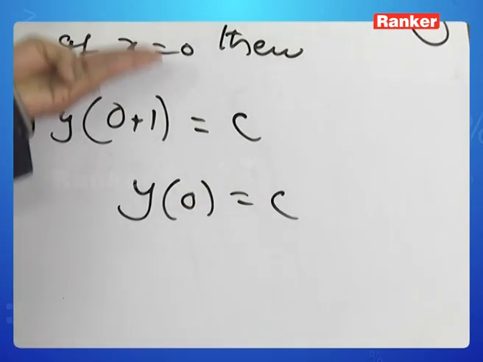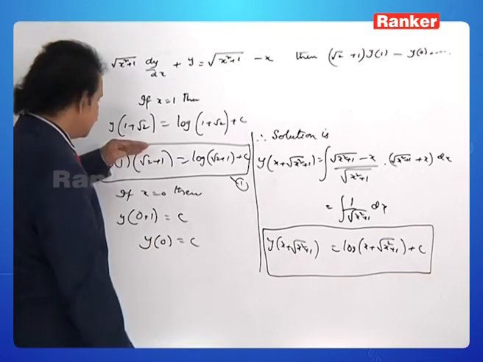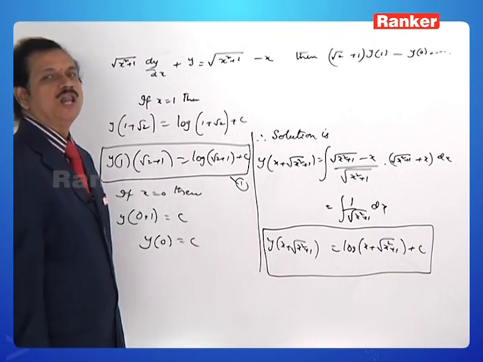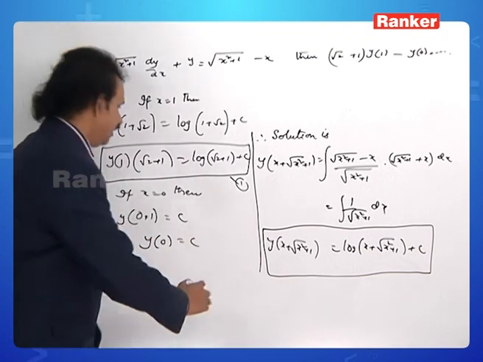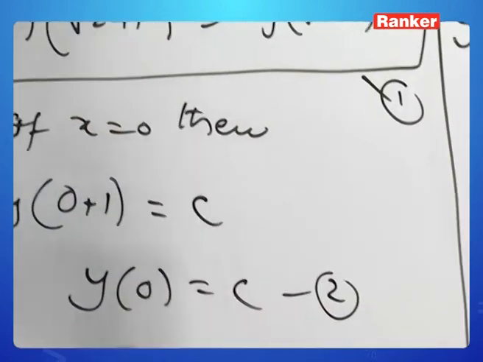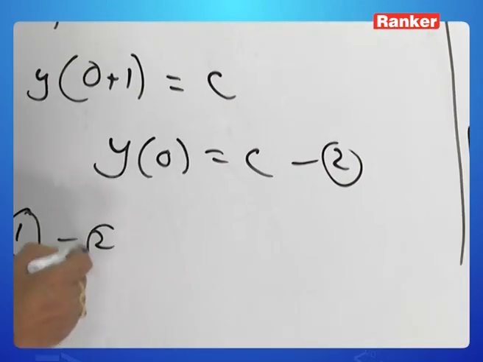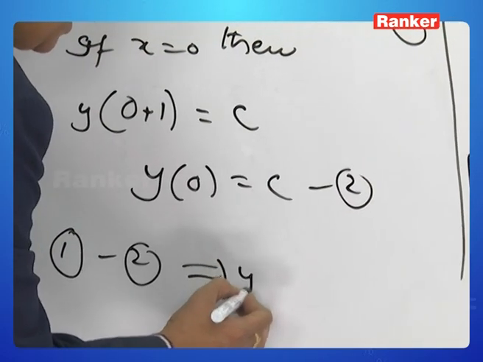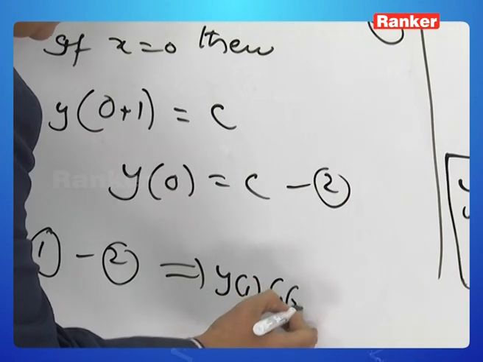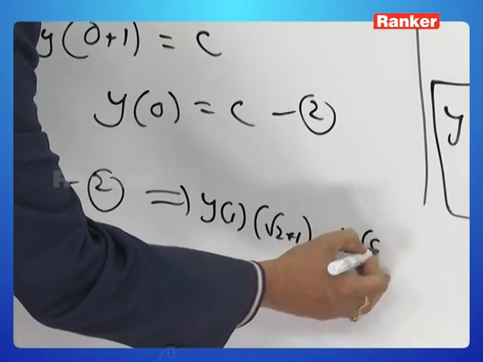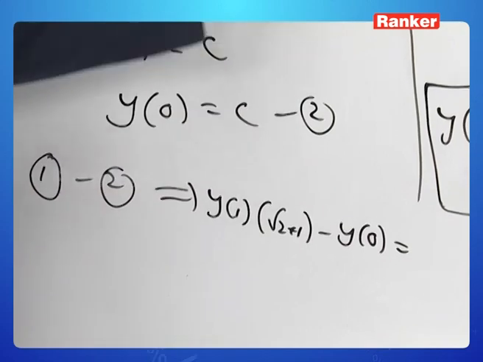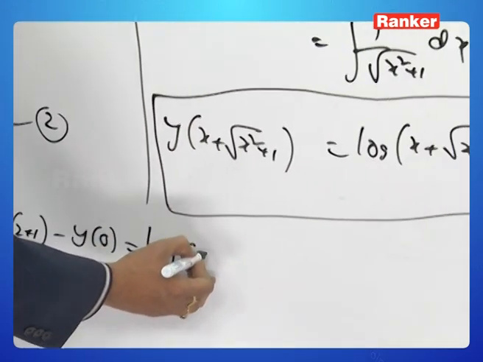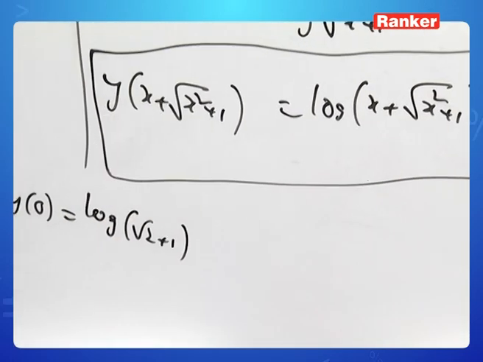Now, subtract this from this. First equation minus second equation implies y at 1 into (root 2 plus 1) minus y at 0 is equal to, you just subtract, c and c will be cancelled, leaving you log of (root 2 plus 1). That is the right answer.